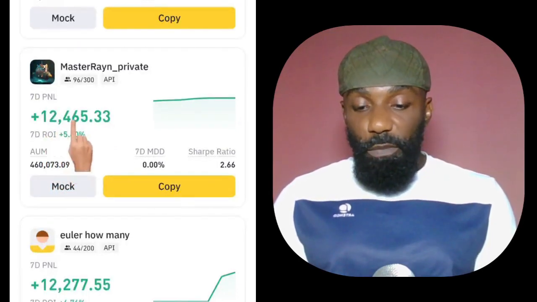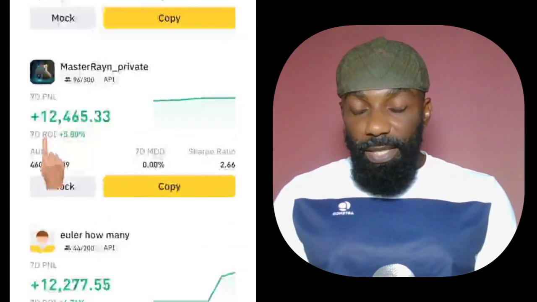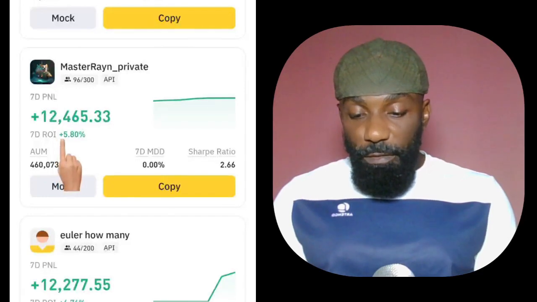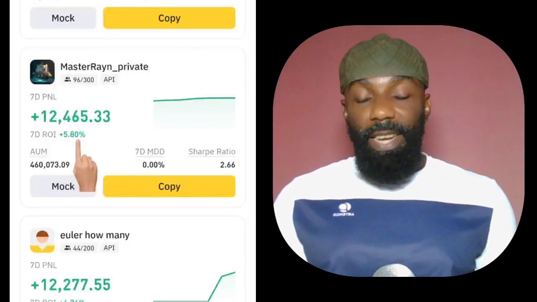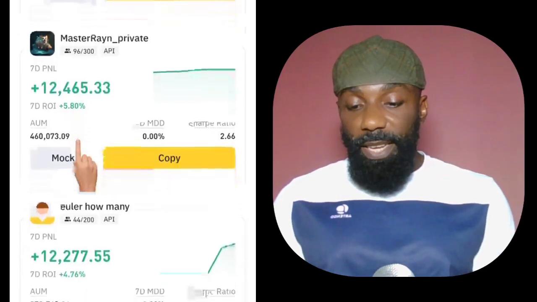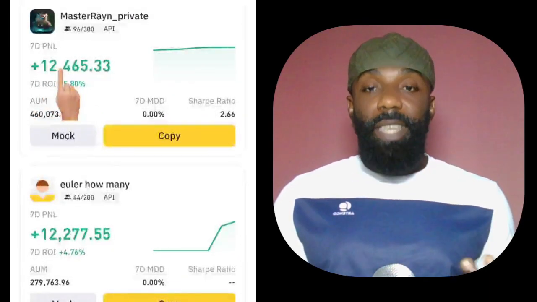Okay, but if you check this first person here, this Master Ryan, within the last 7 days he has made a return on investment of 5.8%. And I think it's good. Within 7 days, you've made 5%, that is good. And if you check his PNL here, it's over $12,000 that he has made within those 7 days.